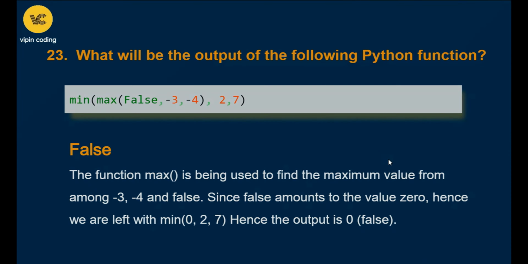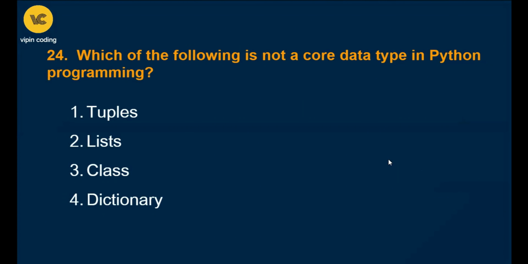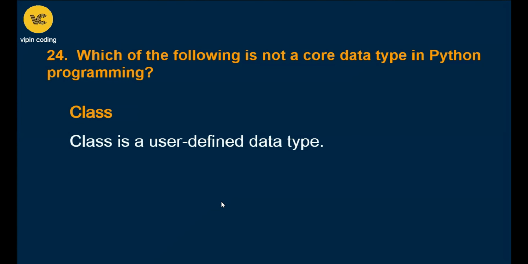Got it? Our next question is, which of the following is not a core data type in Python programming? The first option is tuples, second is lists, third one is class, and fourth is dictionary. The answer for this is class. Class is a user-defined data type.